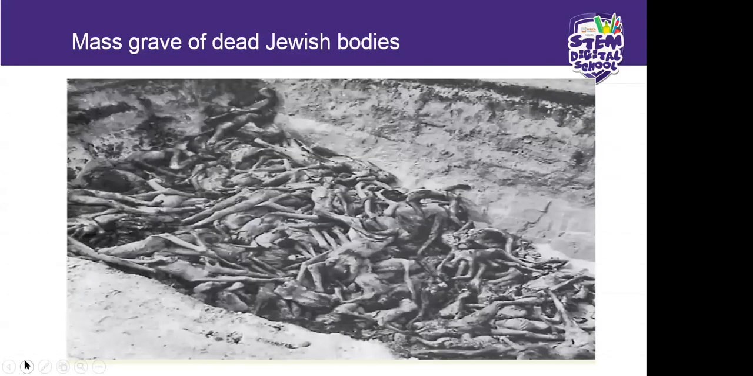Here is a mass grave of dead Jewish bodies. You can see, they were just thrown into a mass grave. It was horrible. If you see the picture, it was very, very horrible. Just by looking at that picture, it was very bad. No one is saying, "Oh, man, yeah, it was terrible." The Jewish people suffered a lot.